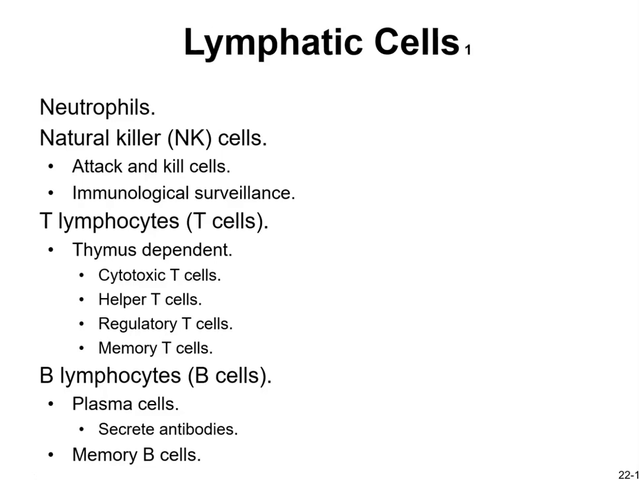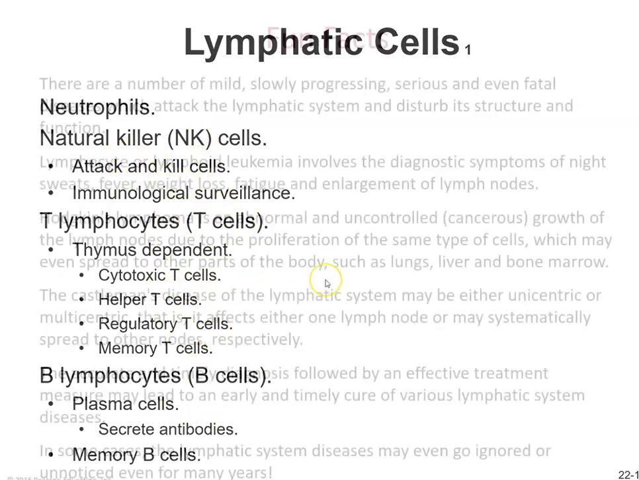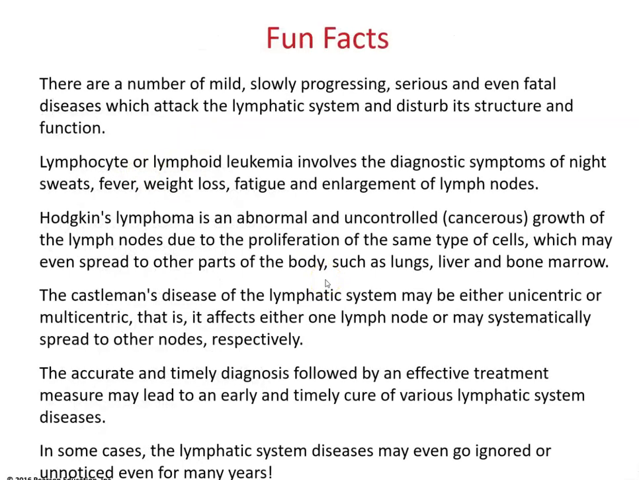So lymphatic cells, you have neutrophils, you have natural killer cells, attack and kill cells. You have T lymphocytes, which are T cells, thymus dependent. You have cytotoxic T cells, helper T cells, regulatory T cells, memory T cells. You have B lymphocytes, which are B cells, plasma cells that secrete antibodies, and then you have memory B cells. And I'm going to show you a nice little video about the difference between T cells, B cells, and natural killer cells.